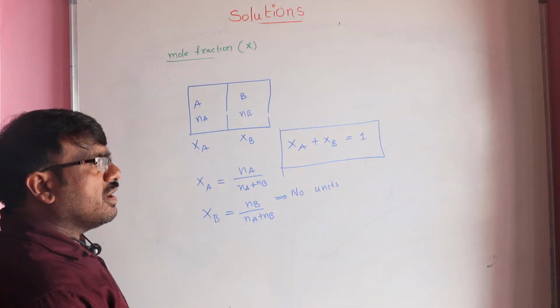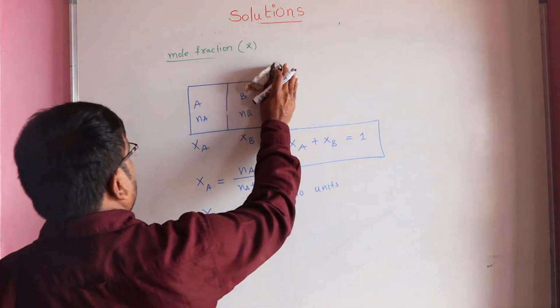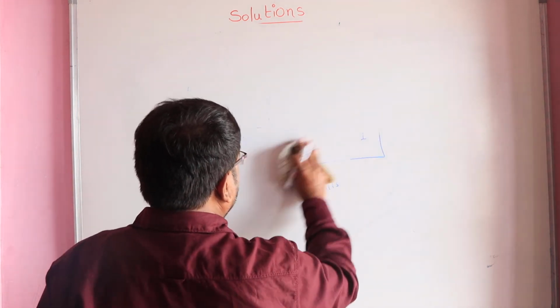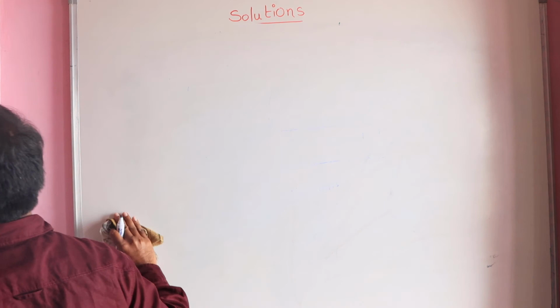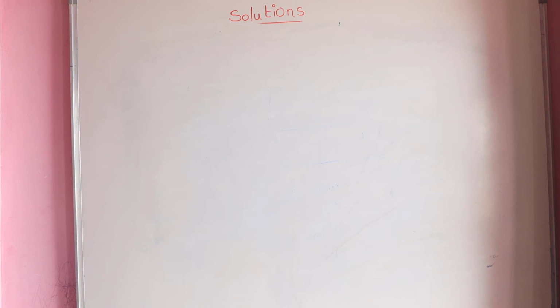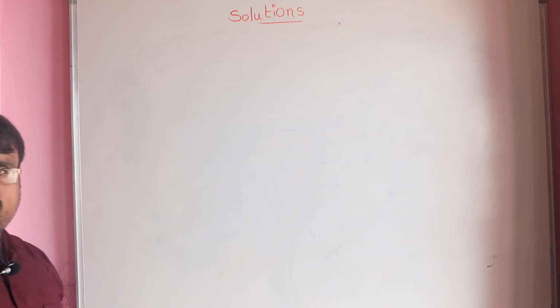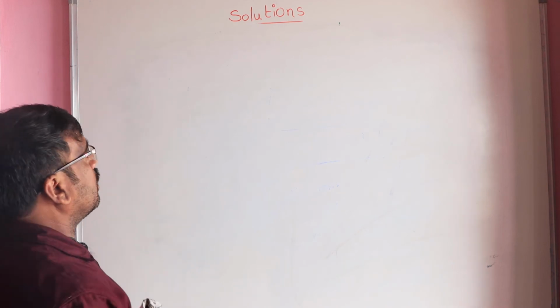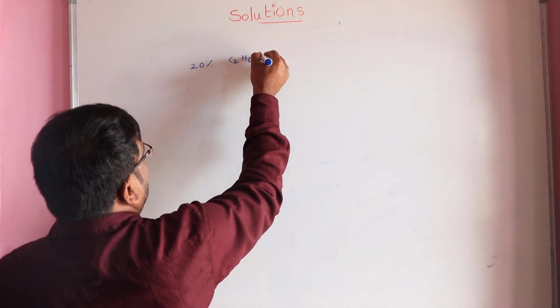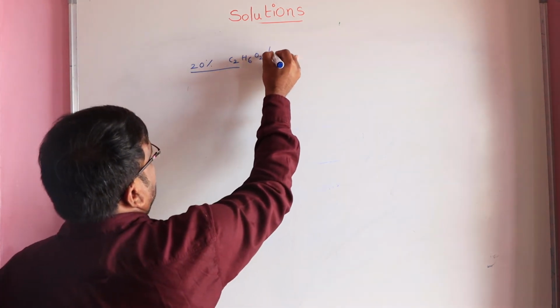In our syllabus we have one question on mole fraction. What is that question? Problem number 2.1: Calculate the mole fraction of ethylene glycol, C2H6O2, in a solution containing 20% of C2H6O2 by mass. That is the question.